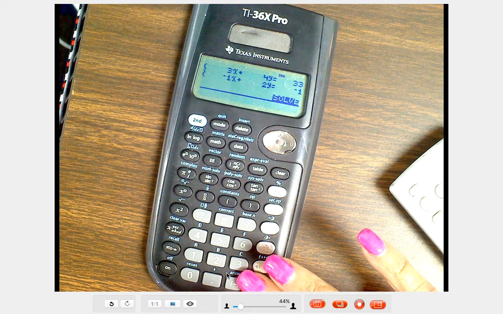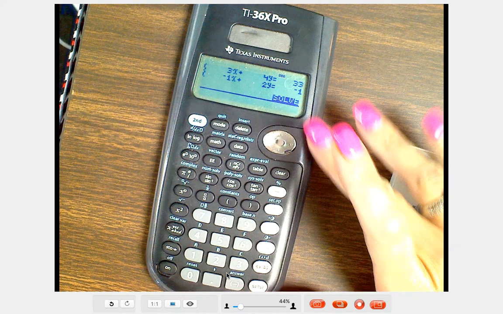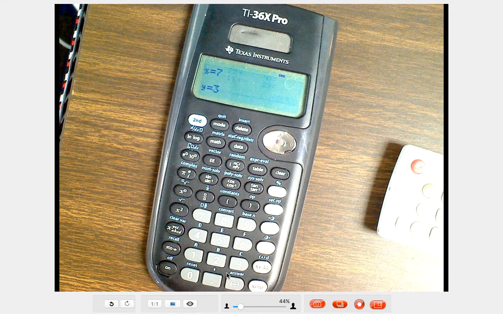And then it'll come down and it's going to highlight solve right there, and you press enter. So it tells you your x is 7, your y is 3. Nice handy dandy little way to do it.